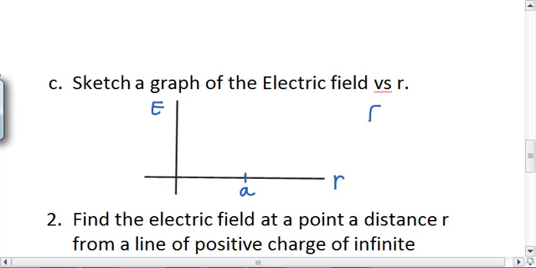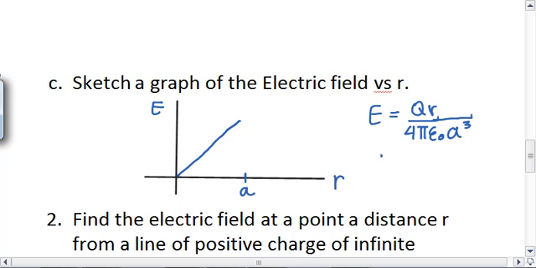It is E is equal to QR over 4 pi epsilon naught times A cubed, I think, inside. So, all right, so Q, 4 pi epsilon naught, and A cubed are all constants. So what would this graph look like between 0 and A? A straight line increasing, right?